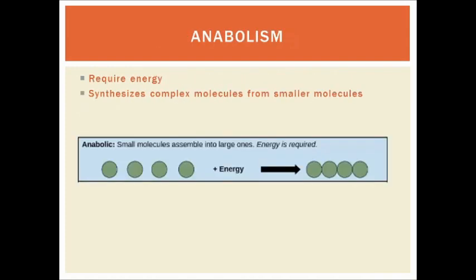So there are anabolic pathways, or anabolism, which is going to require energy because we're taking smaller molecules and forming larger complex molecules. So remember our monomers coming together to form our polymers or macromolecules. So as you can imagine, this is a chemical reaction that requires energy. In this case, there are 4 small molecules coming together to form a larger molecule. A good example would be amino acids coming together to form proteins. We'll need energy for that.